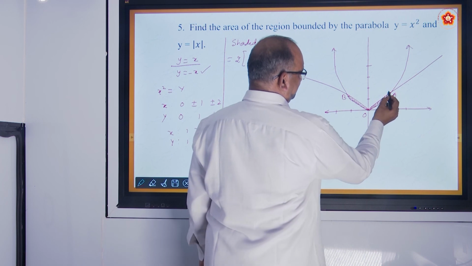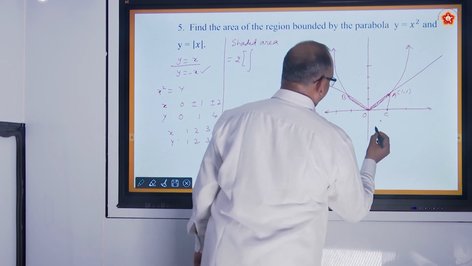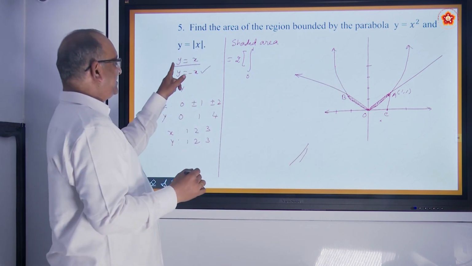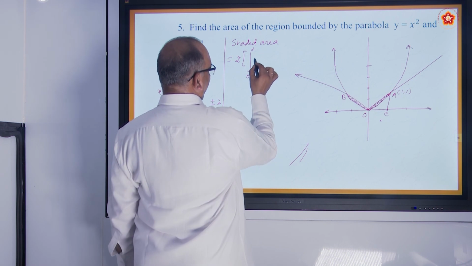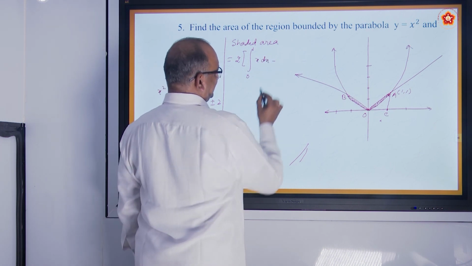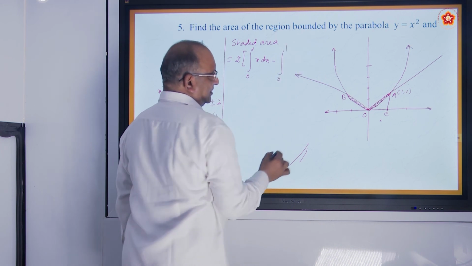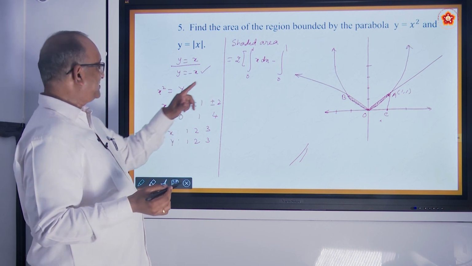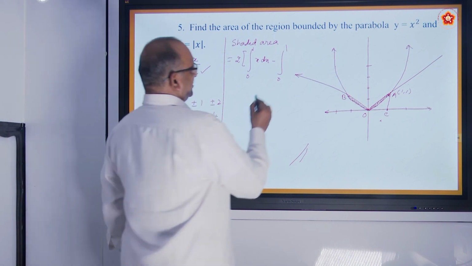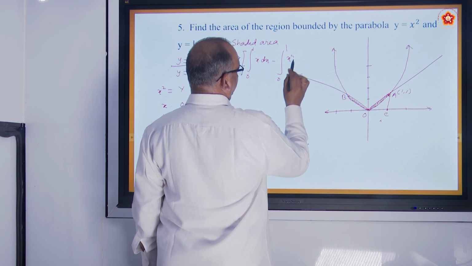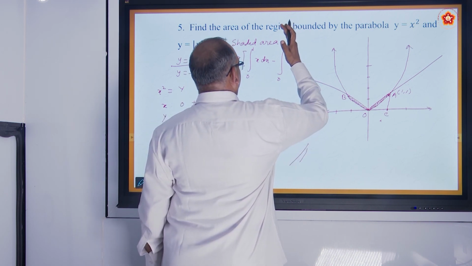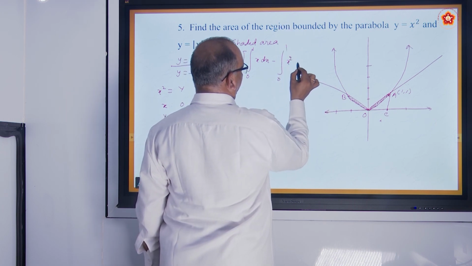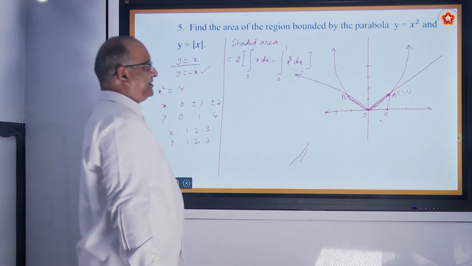what are the limits? This particular point is nothing but 1, 1. Okay. So, 0 to 1. First we have a line. If it is a line, what is its equation? Y equal to x. So, it will become x dx minus again 0 to 1 curve. When you take curve, remember y we have to write in terms of x. So what is y here? X square. So it will become x square dx. This is the required area.